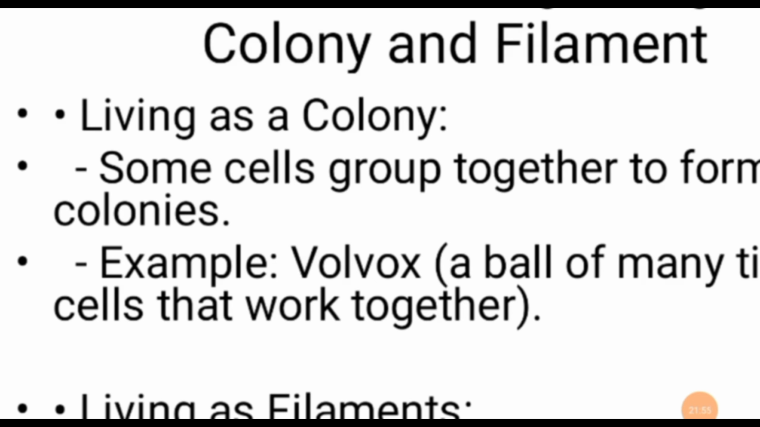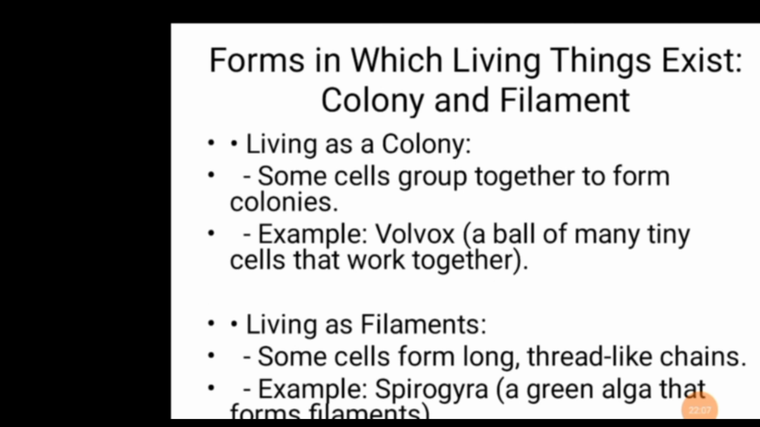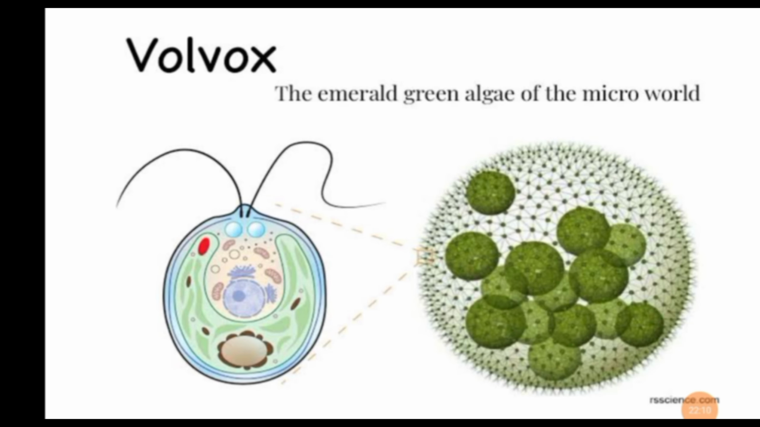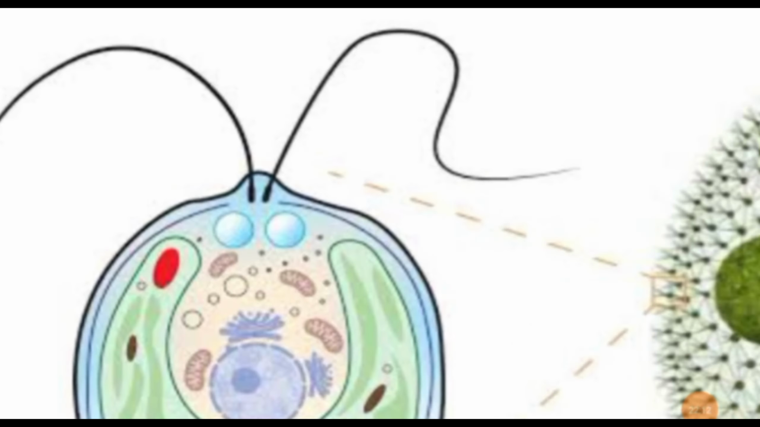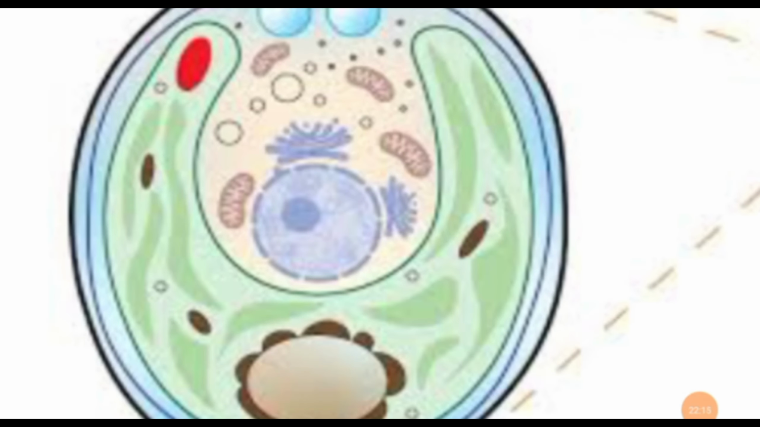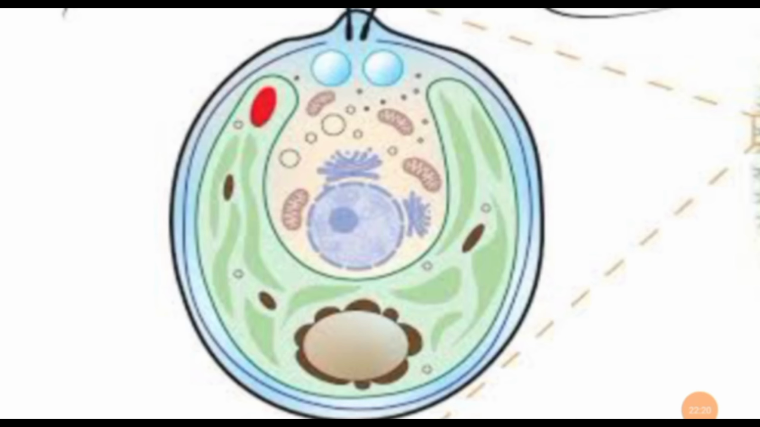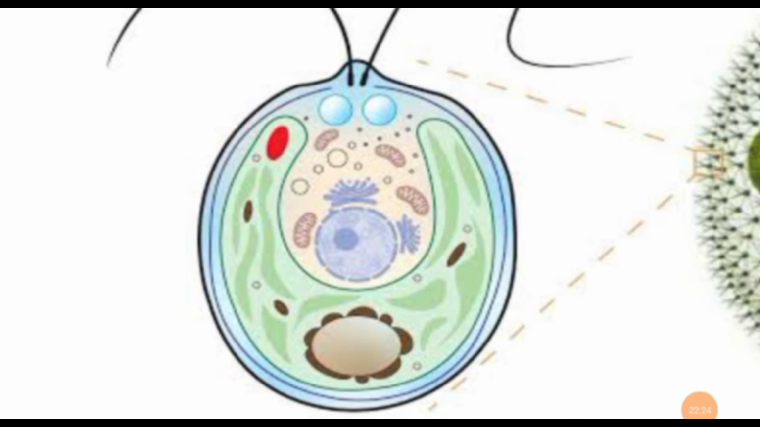So we have examples of organisms that exist in colony form. We have the volvox. I have a picture over here that will tell us how a volvox looks. This is a volvox. When a volvox is alone, this is how it looks. It looks like a chlamydomonas, but it is not a chlamydomonas. Please, a volvox is not a chlamydomonas.